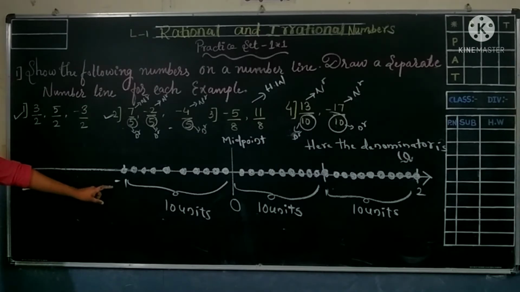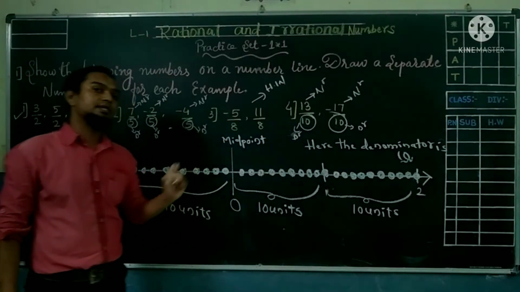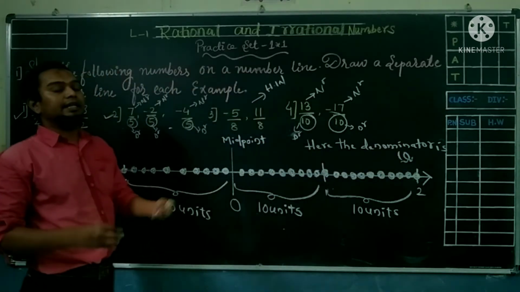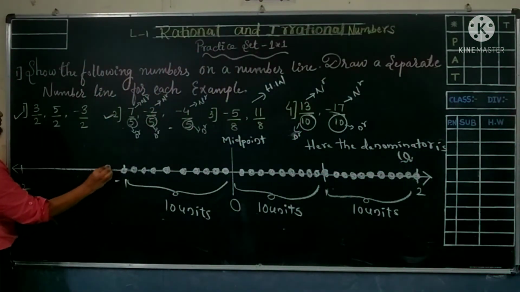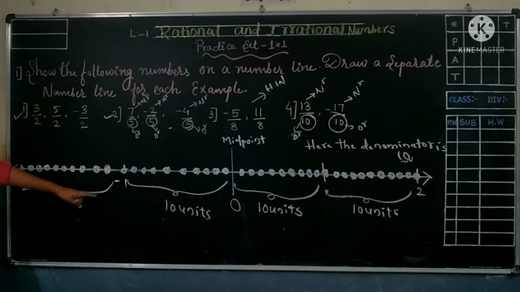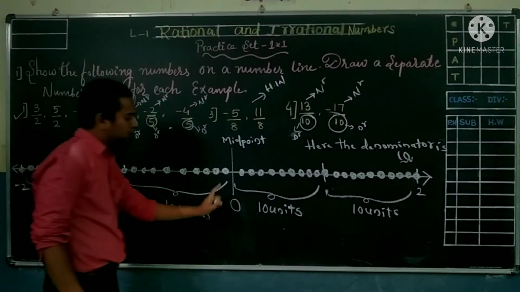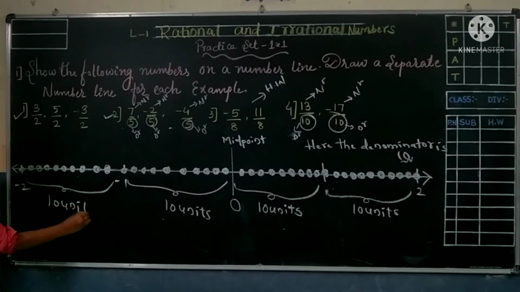Next, the difference between minus 1 to minus 2. How many units? Here also we are taking 10 units because the denominator is given as 10, meaning the difference between every two numbers is 10 units. This is 1 unit, 2 unit, 3 unit, 4 unit, 5 unit, 6 unit, 7 unit, 8 unit, 9 unit, and this one is the last one, 10 unit. The difference between every two numbers, minus 1 to minus 2, minus 1 to 0, 0 to 1 and 1 to 2, is also 10 units.